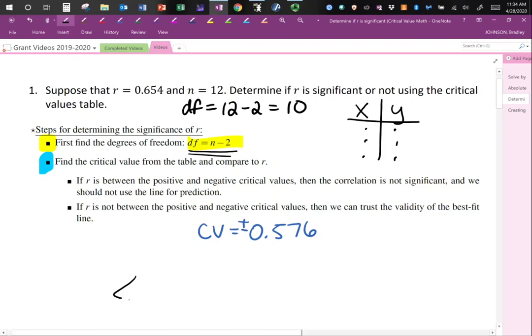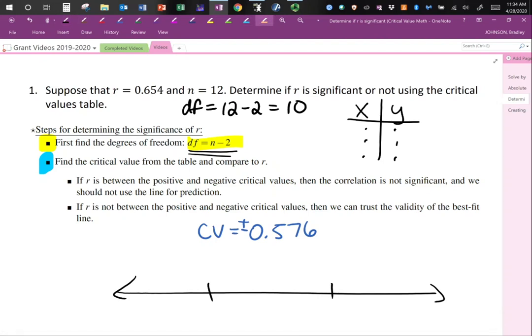So I am going to build a number line, and this is where it comes into the comparison idea. So now we are going to compare to R. So the critical value, we're going to compare to R. Now if R is between the positive and negative critical value, then the correlation is not significant, and we should not use the line for prediction. Now if R is not between the positive and negative critical values, then we can trust the validity of the best fit line. So this is why I'm making a number line.